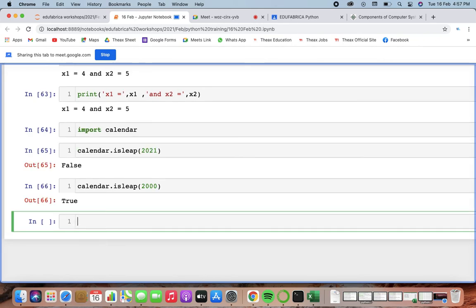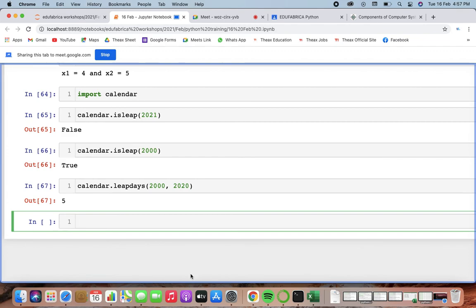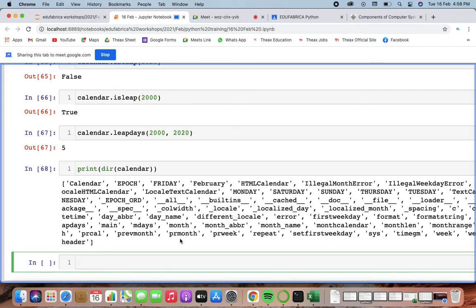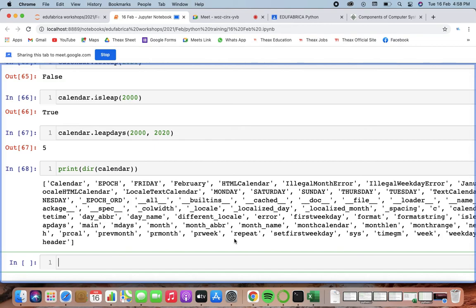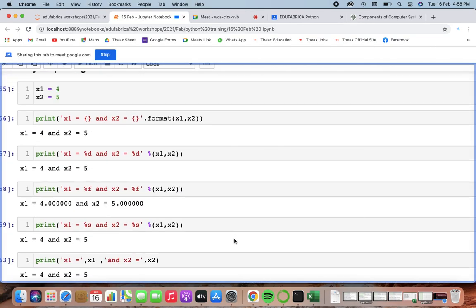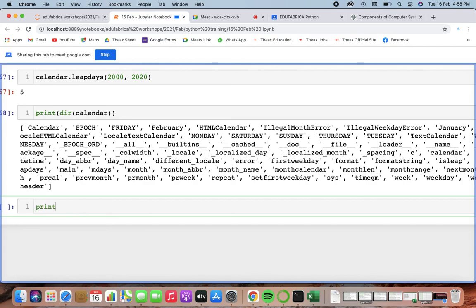How many leap days are there between 2000 and 2020? If we need to find how many leap days there are, between 2000 and 2020, it's 5. All right. Similarly, there are a lot of functions in this calendar module, where you can check things per month, per week, and set your first week day. Setting means when you are printing the calendar of any month. It's a very simple way. You need to print it.